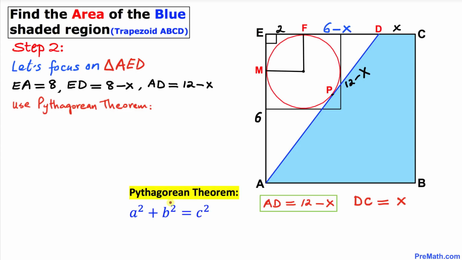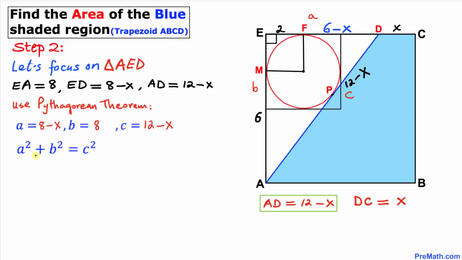And here's the Pythagorean theorem: a squared plus b squared equals c squared. And in this triangle AED, the longest side is AD. I'm going to call this side C. This horizontal side I'm going to call A. And this vertical side I am going to call B.